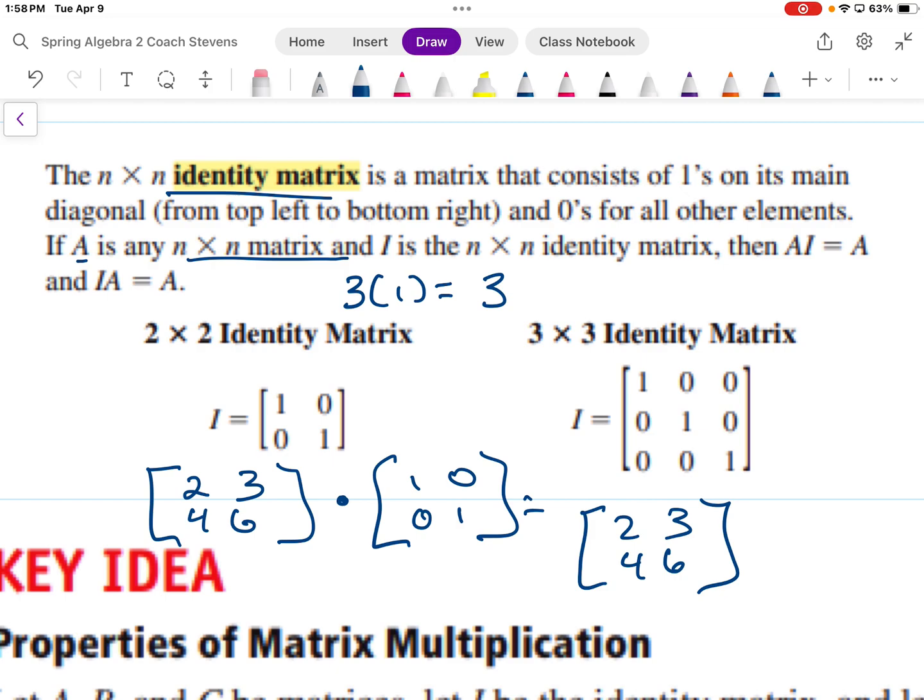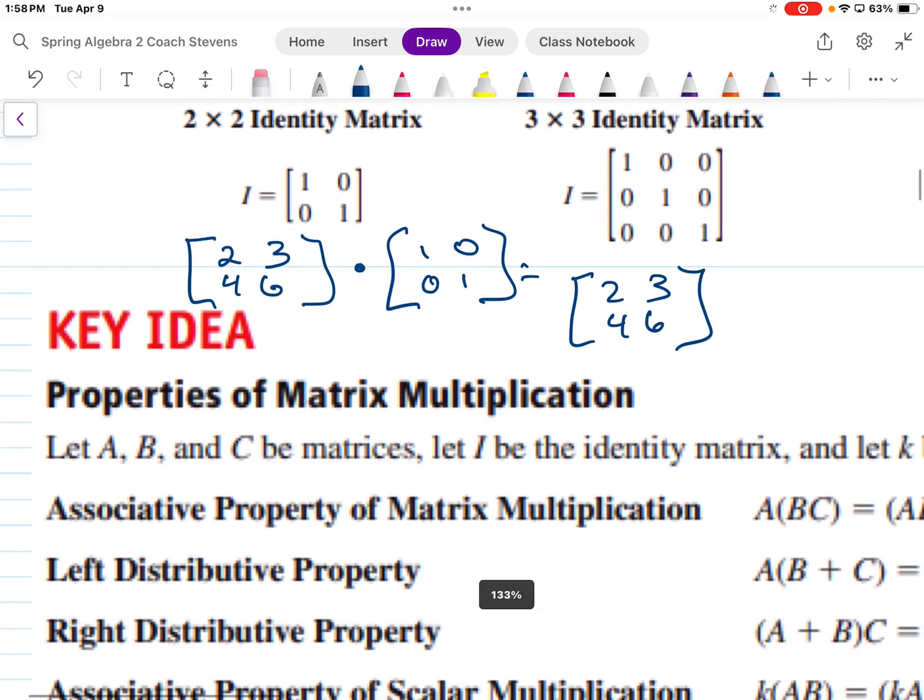But we don't have to. Multiplying any matrix by its identity matrix results in the original matrix. It doesn't change. It doesn't transform. Okay? So that's the little definition there.